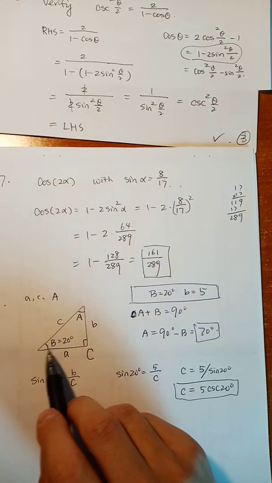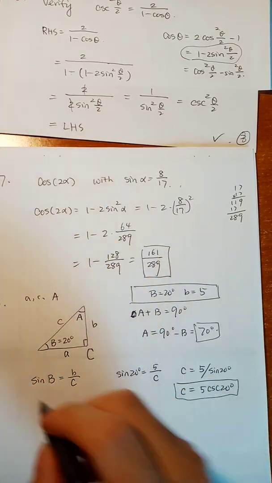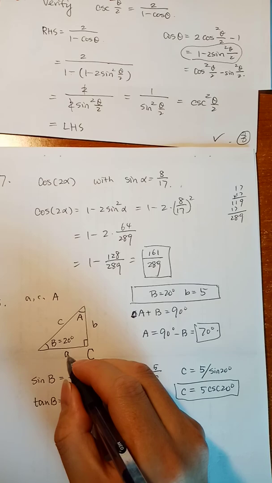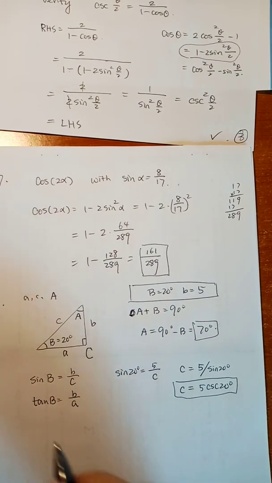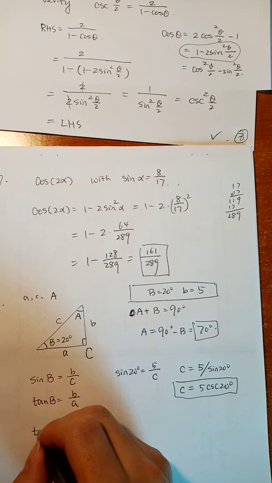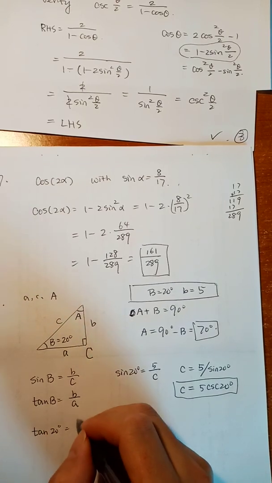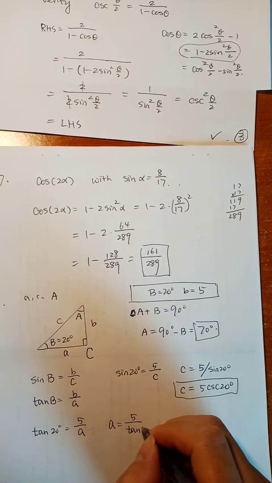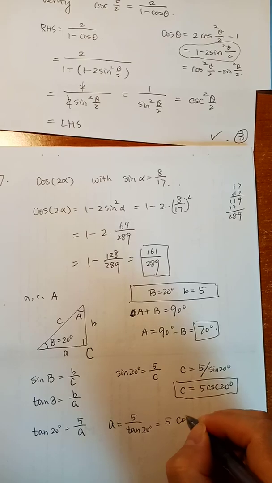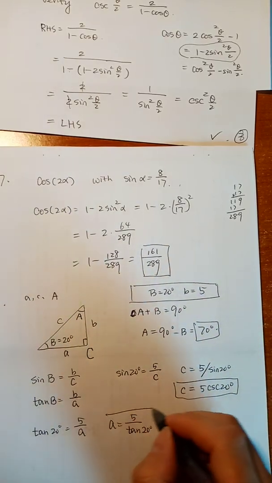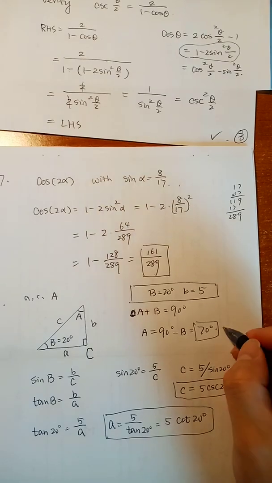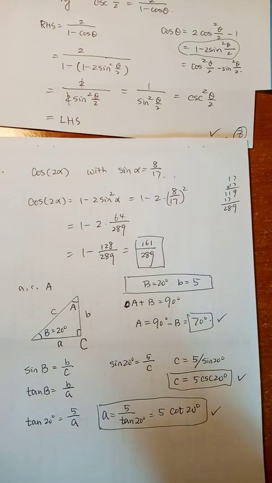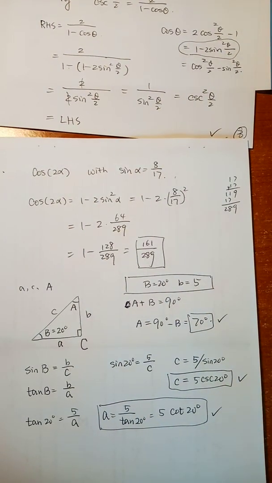And then we have what, a? Opposite over adjacent is tangent. So tangent B, so tangent 20 degrees is 5 over a. So a is 5 divided by tangent 20 degrees, which is 5 cotangent 20 degrees. Okay, so you see here 1, 2, and 3. Okay, that's problem 8.